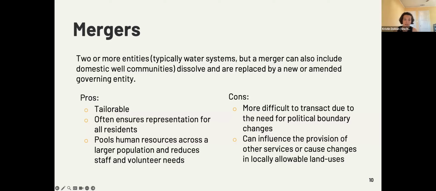But on the con side, there are downsides with each of these types. These can be pretty difficult to do, right? And anyone who's tried to go through the LAFCO process of forming a district or amending district boundaries knows there's a lot to do there. And again, this can also, like the annexation of Happy Days CSD, influence the provision of other services. It can have changes about locally allowable land uses, taxation, right? As you're changing government boundaries, that has changes for residents that might go beyond water system provision.